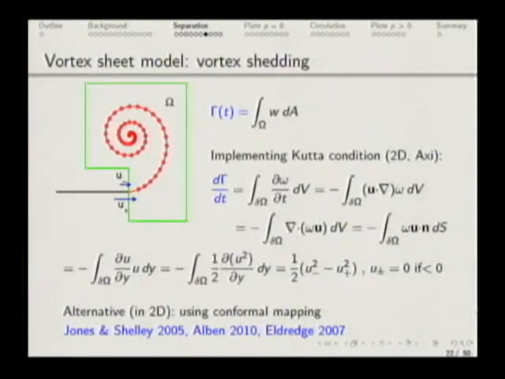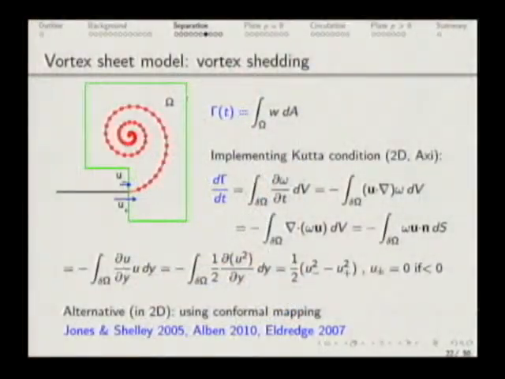The vortex shedding is, so in practice, at every time step, I release a little particle into the flow, and I release it parallel to the wall with the average velocity. Since I have the wall sheet strength, I know the average velocity, so I know what speed to give it, and I know the direction, but I need to know what circulation to give it, and that's the part where I need to implement what's called the Kutta condition.